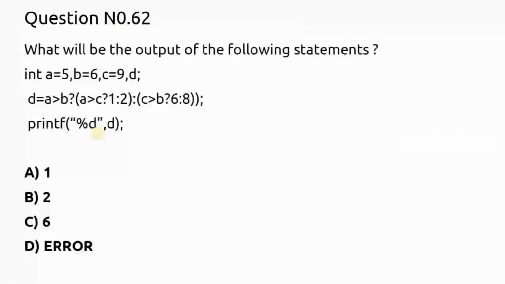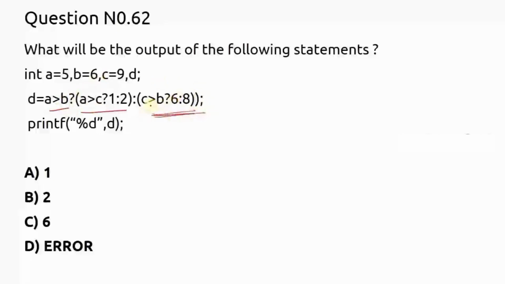Coming to the question number 62. Here it is given A equals 5, B is 6 and C equals 9. So here it is about the ternary operator. It will first consider this check: A is greater than B, 5 greater than 6, no. If this is true, this will be executed. If this is false, this will be executed. So now 5 is greater than 6, it is false. That's why it has to take this one.